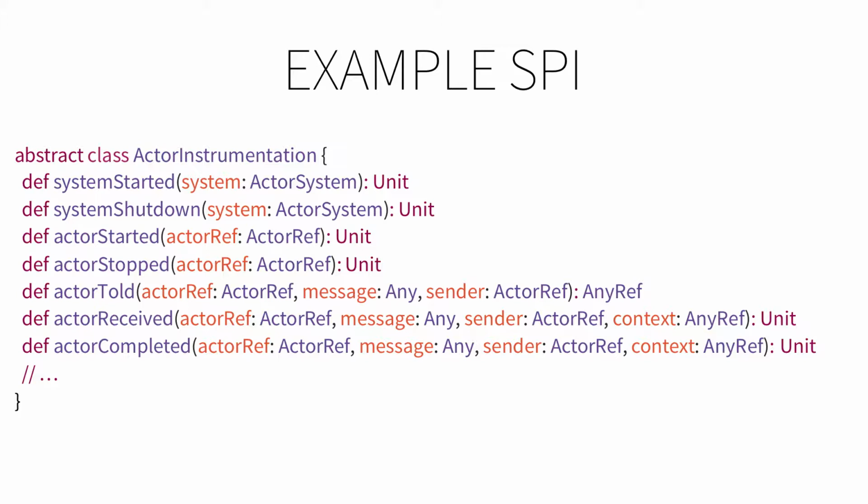We have a system shutdown. We have actor started, actor stopped, and then we have 3 important methods. We have actor told, which is when you send a message from one actor to another. So we pass in the actor that's sending, we pass in the message, and we pass in the sender. And then we have actor received, and that's when an actor starts processing a message. And then we have actor completed, and that's when the actor has finished processing this message.